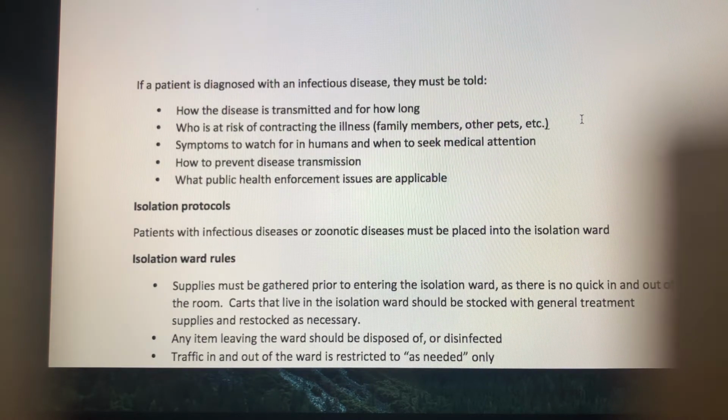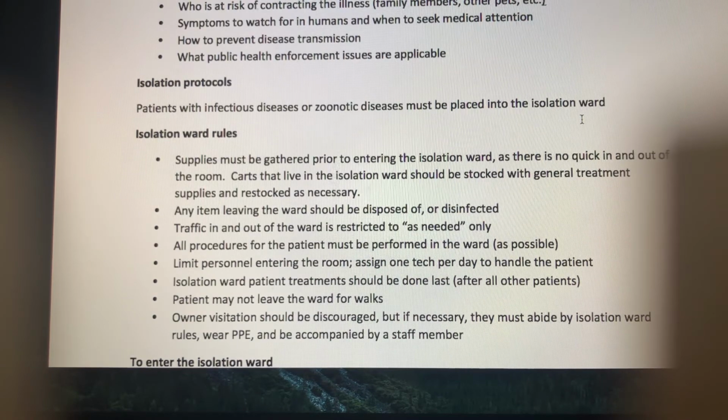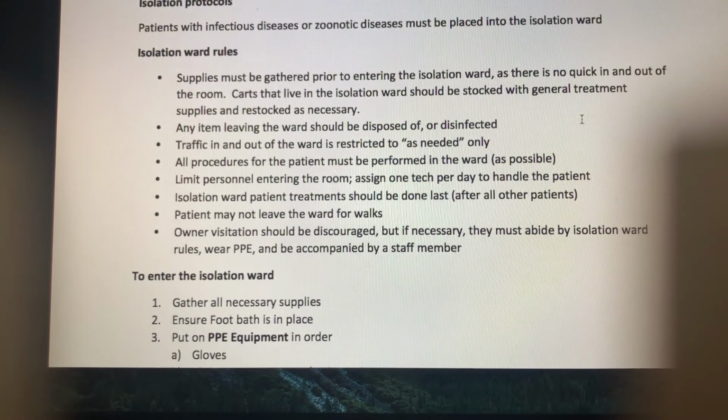Okay, so that's kind of our prevention stuff. We've covered that first section here. Now let's move on to our isolation protocols.